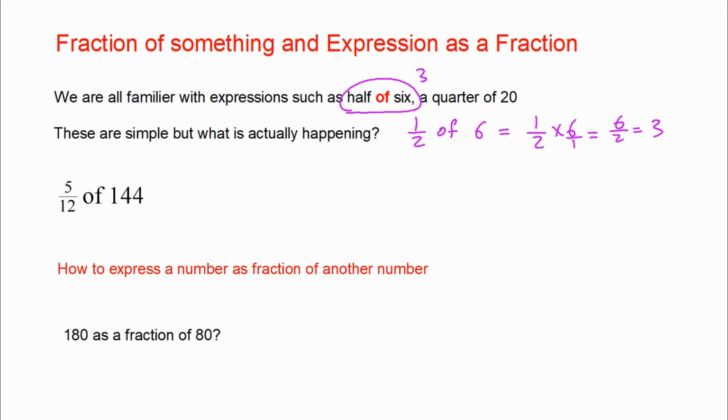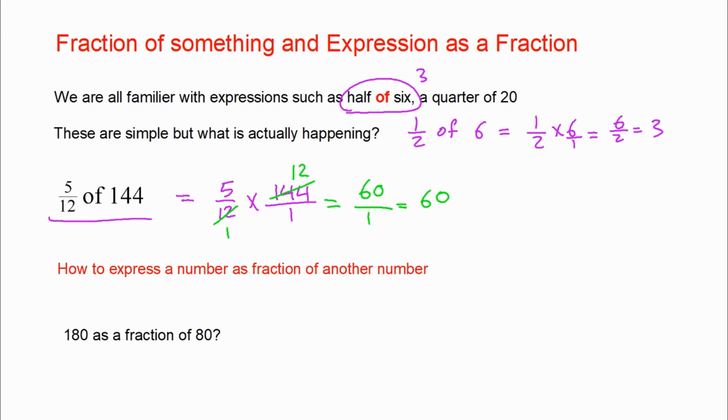So in a way, if we say 5/12 of 144, that basically is 5/12 times 144. If I put over 1 for that to make it a fraction, so that we are familiar with how we are going to multiply these fractions. 12 and 144 simplified: divided by 12 is 1, divided by 12 is 12. So the answer would be 5 times 12 is 60, divided by 1 times 1 is 1, which basically is 60. So 5/12 of 144 is 60.